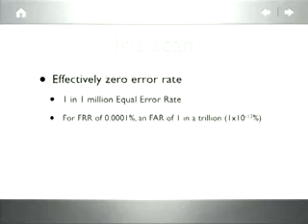And because irises are so unique, it has a really low error rate. About 1 in a million equal error rate. This means that if you're willing to take a false reject rate of 1 in 10,000, you'll get a false accept rate of 1 in a trillion.